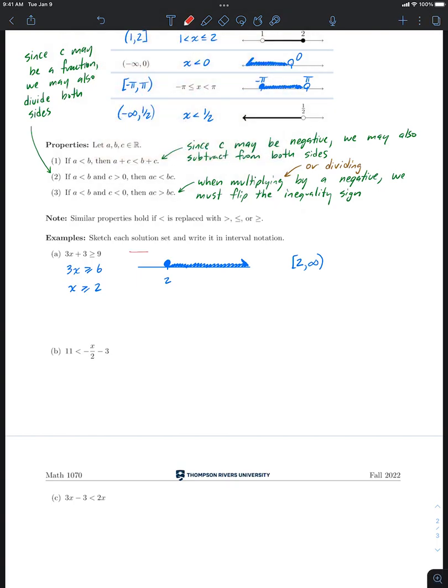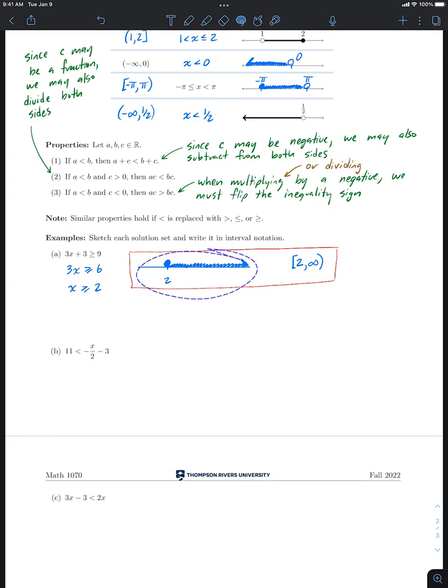That was our solution. We've got a sketch along with the solution set written in interval notation. So if you're asked for the solution set, it's this thing. This is the solution set. It's the set of all numbers that satisfy the inequality.